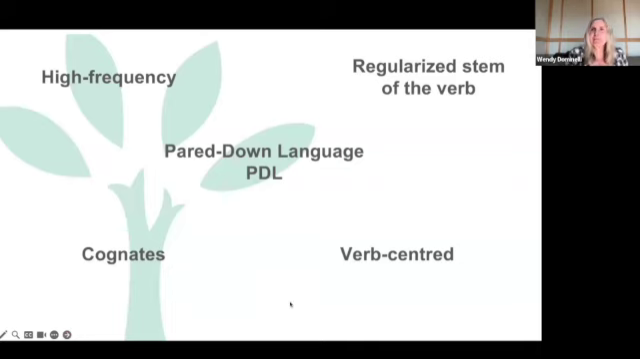All right. So now, as I mentioned, the pared down language is a very important component of this approach to ensure student success. We use high frequency words. We use the regularized stem of the verb. You teach a lot of verbs. We teach a lot of question words also, a lot of linking words like si and me and well, avec and pour and so on. And we teach a lot of cognates.